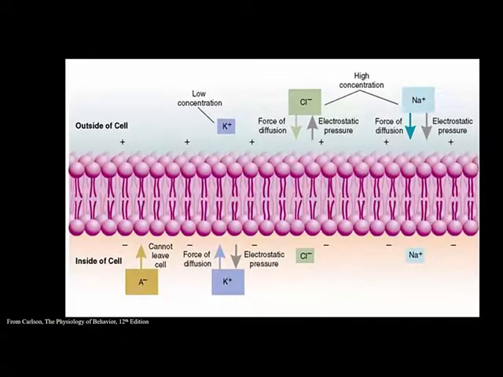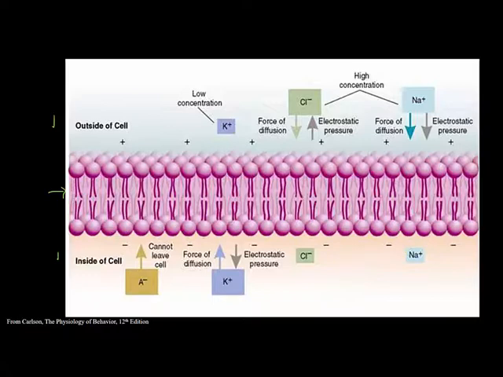Here is a cartoon showing our cell membrane. It's a fat sandwich, right? Phospholipid bilayer. We've got the extracellular fluid here and the intracellular fluid here. If you look, there's a high concentration of sodium and chloride outside, a lower concentration of potassium outside. On the inside, it's basically the opposite. We have potassium and then a low concentration of chloride and sodium ions.